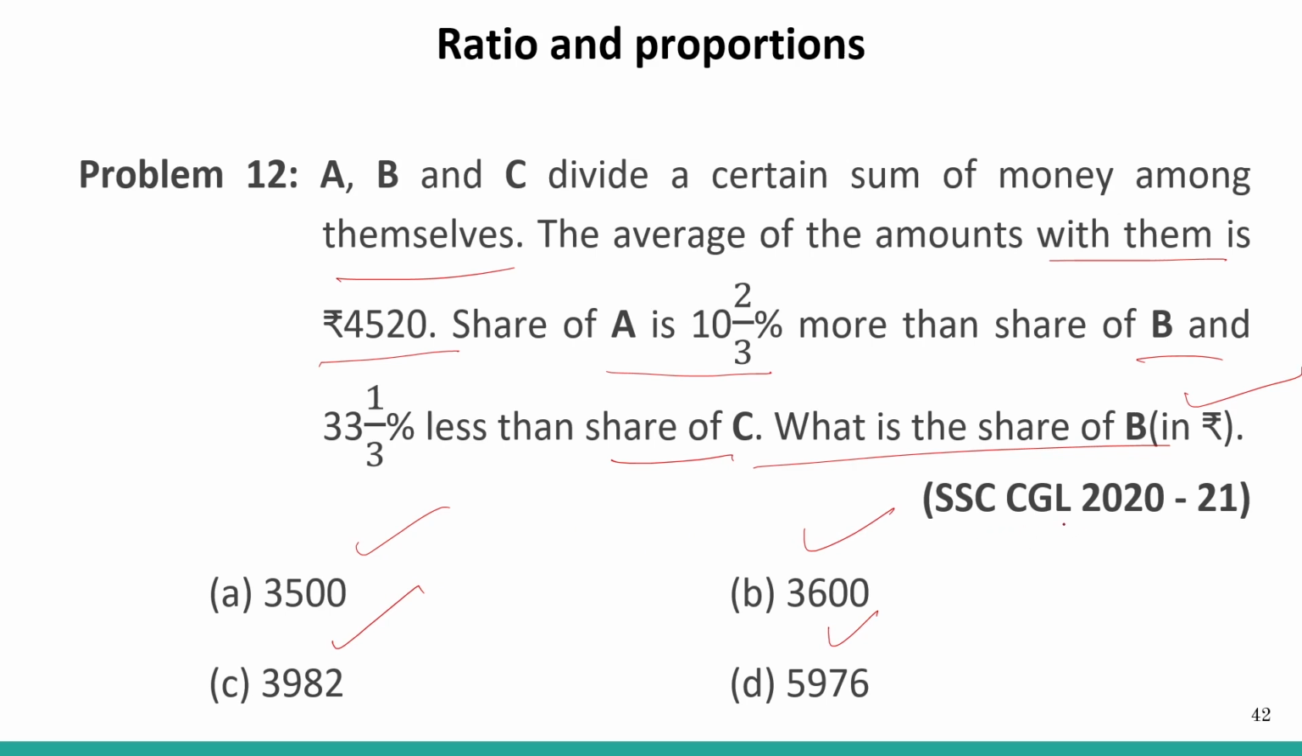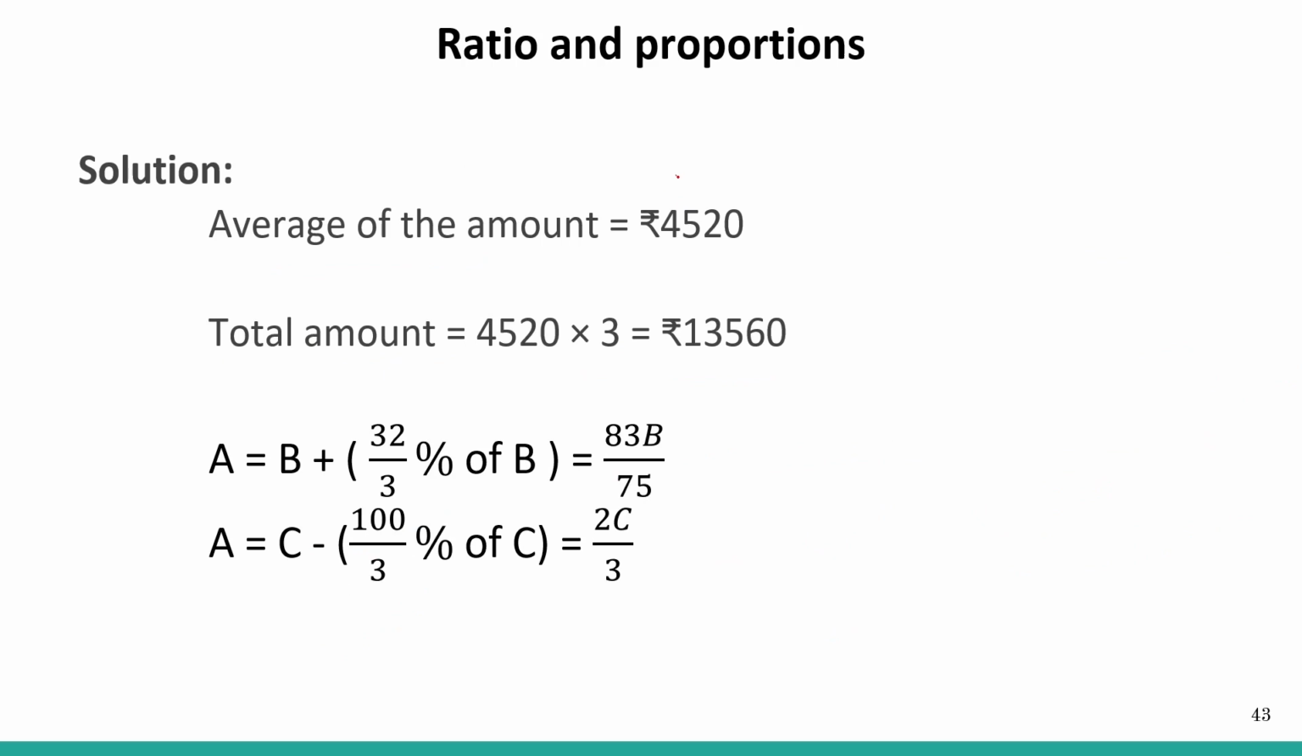This question has been asked in SSC CGL 2020 and 21 exam. Okay, so this is a very standard problem. Let's see a way out to solve this question. So the average amount will be what? 4520. So total amount is equal to average amount into 3, because there are 3 persons. So 13,560 rupees.